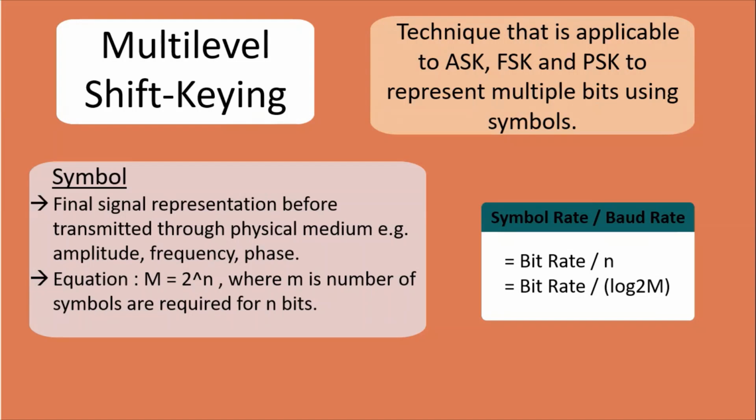Symbol rate, or baud rate, is the number of symbol changes that occur per second. This equation is given by bit rate over n, or it can be modified to bit rate over log 2 M.